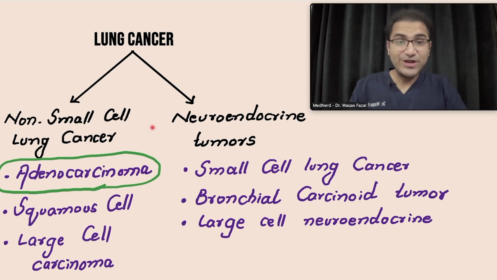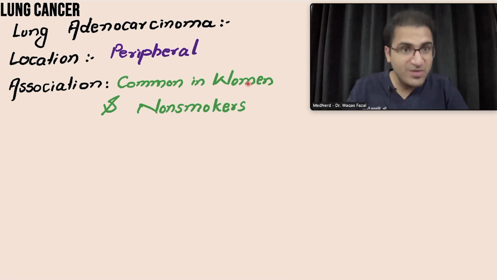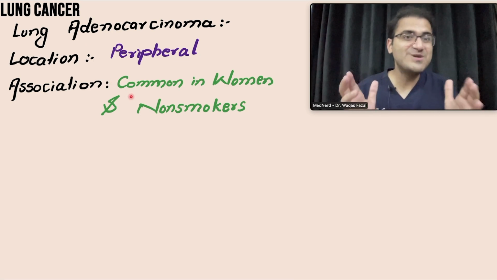Now we will be going towards adenocarcinoma. Adenocarcinoma of the lung is most common cancer in women. It is also most common cancer in non-smoker. Now you see, adeno starts with an A, and therefore it is not central. It is not associated in the smoker. So it is an easy way for you to remember these lung cancer.